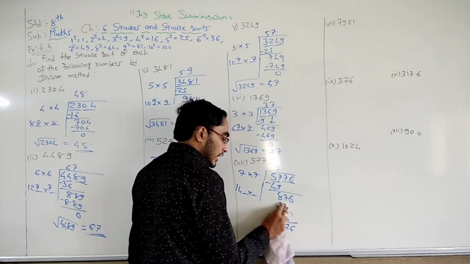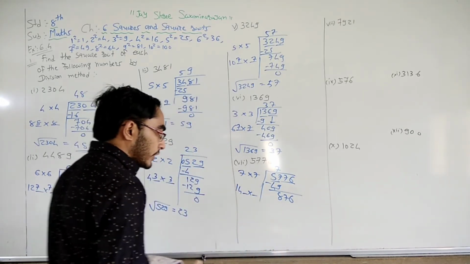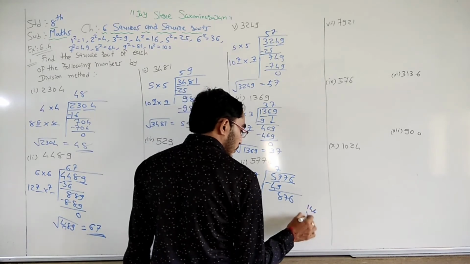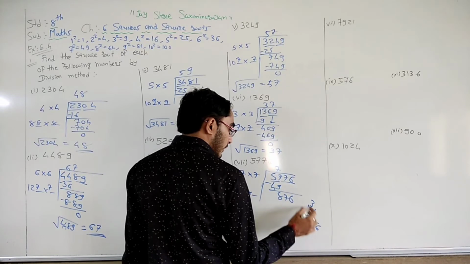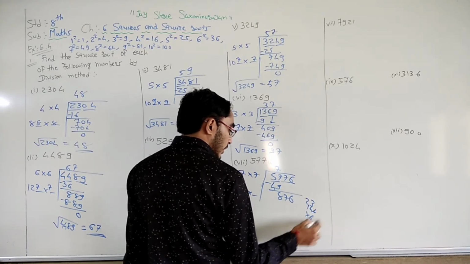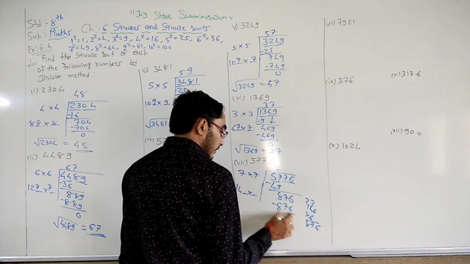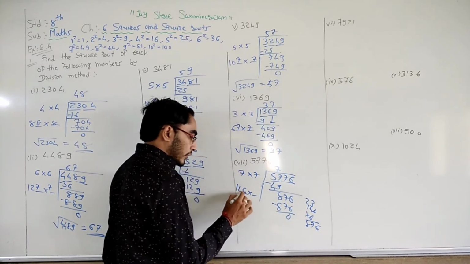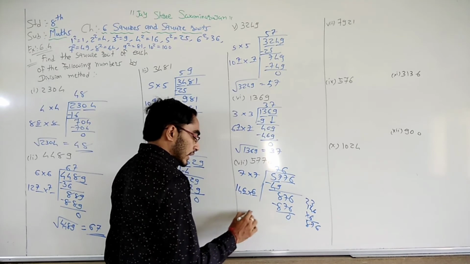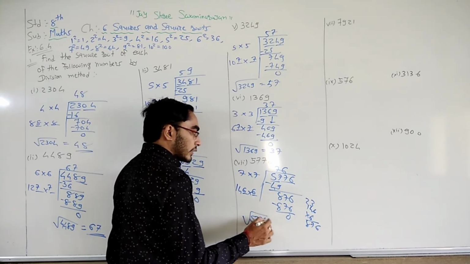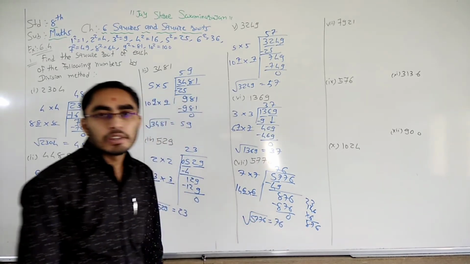So now in place of 4, just try out 6. So 146 into 6. 6 6s are 36, 6 4s are 24 plus 3, 27. 6 1s are 6 plus 2, 8. Yes, so here we get the 876, remainder 0. In 146, we need to put 6, and that answer we need to put here as well. So finally the square root of 5776 is 76. Okay.